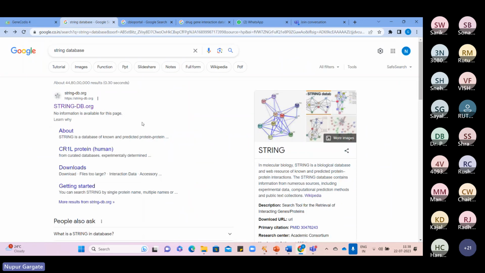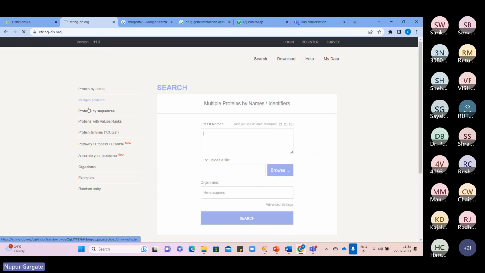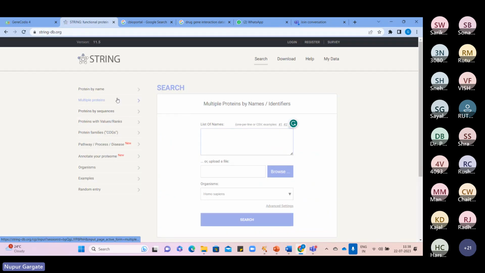So this is what STRING looks like when we type STRING database. This is the first thing which pops up. We'll click here. We have to select multiple proteins. So now, since I have a list of proteins, I will click on multiple proteins. Again, here also I will paste the list. Here also we have to remember to copy and paste the genes one below the other, no comma, no full stop, otherwise it won't show the results.